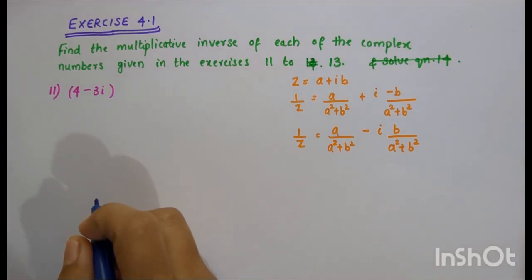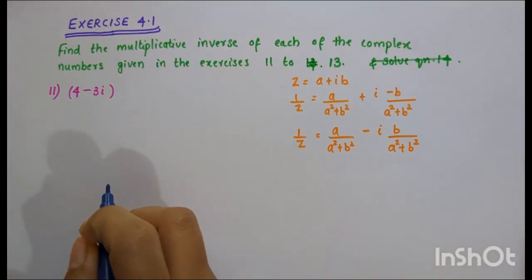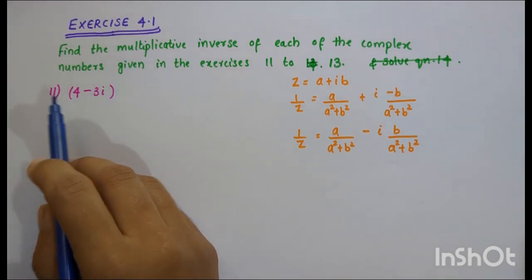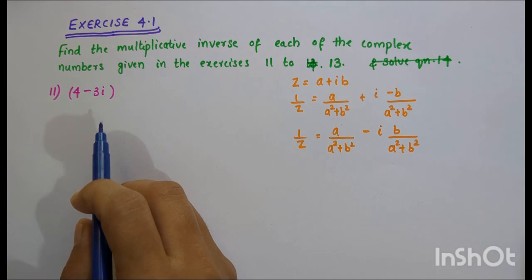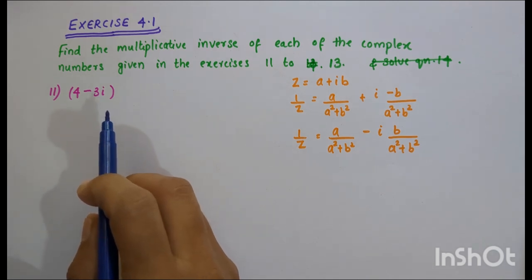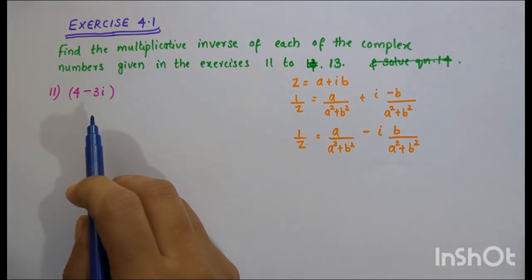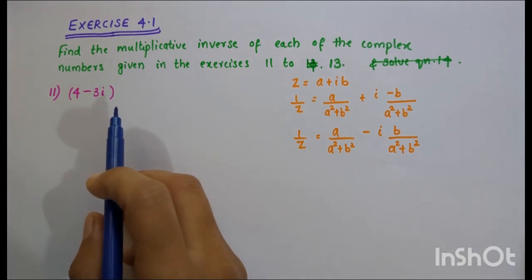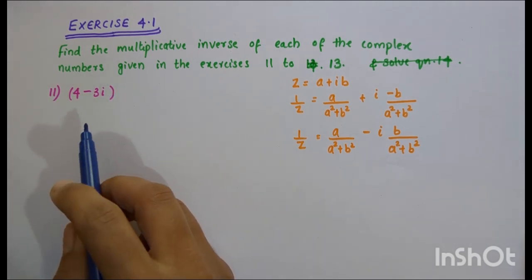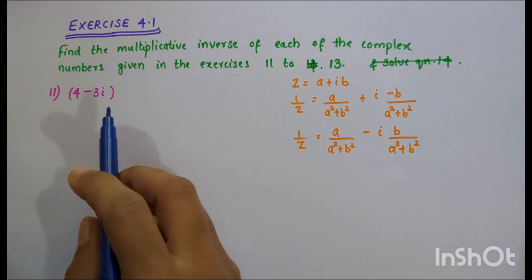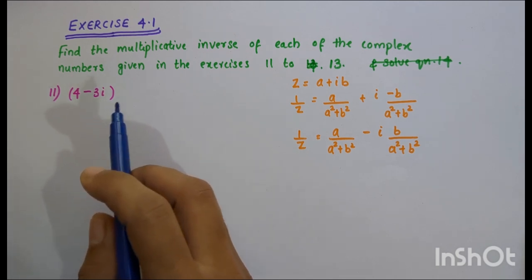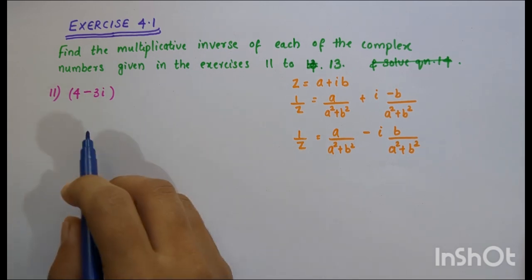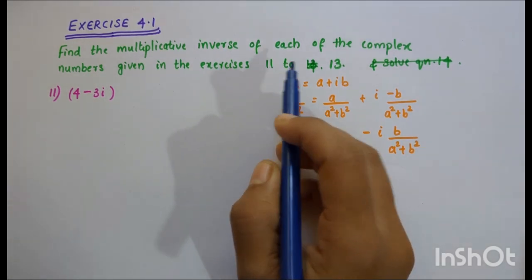Hello everyone. In this video, we are going to discuss exercise 4.1, questions 11, 12 and 13 from chapter 4, Complex Numbers and Quadratic Equations, class 11 maths. We have already discussed the first 10 questions from exercise 4.1 in our previous video, which is available in the playlist. We will discuss question number 14 in the next video, which is also available in the playlist. So here we are discussing questions 11, 12 and 13.